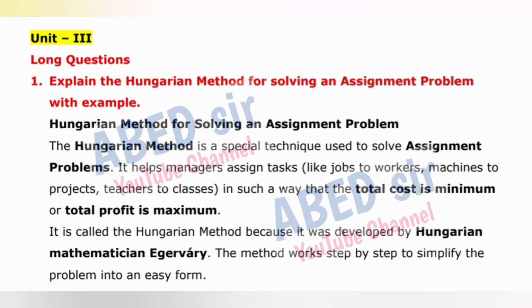The Hungarian method is a special technique used to solve assignment problems. It helps managers assign tasks, like jobs to workers, machines to projects, teachers to classes, in such a way that the total cost is minimum or total profit is maximum. It is called the Hungarian method because it was developed by the Hungarian mathematician Egerváry. The method works step by step to simplify the problem into an easy form.